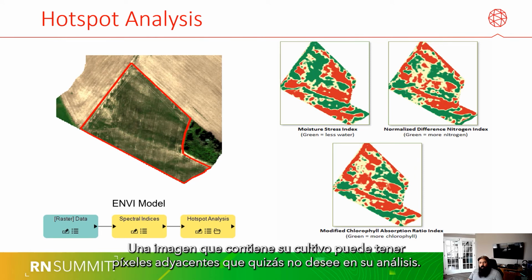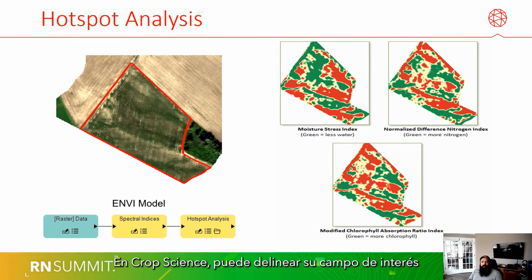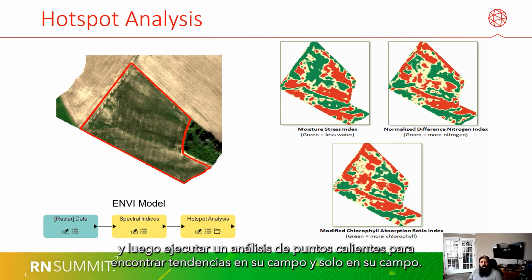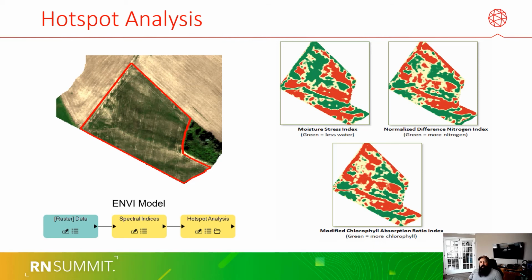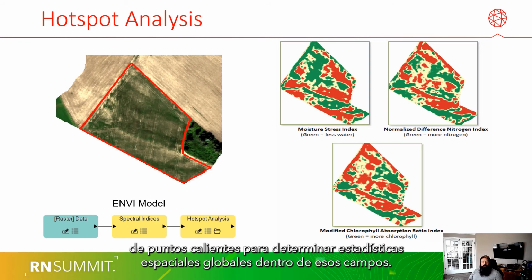An image containing your crop might have adjacent pixels that you might not want in your analysis. In Crop Science, you can delineate your field of interest and then run things like hotspot analysis to find trends in your field, and in your field only. Here we show 3 different indices and use hotspot analysis to determine global spatial statistics within those fields.